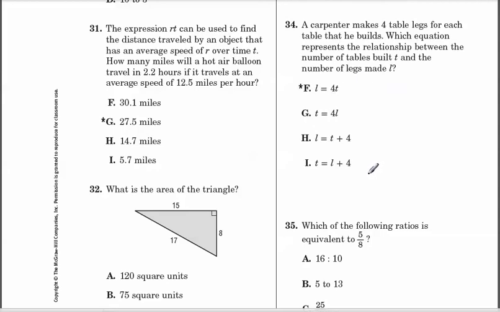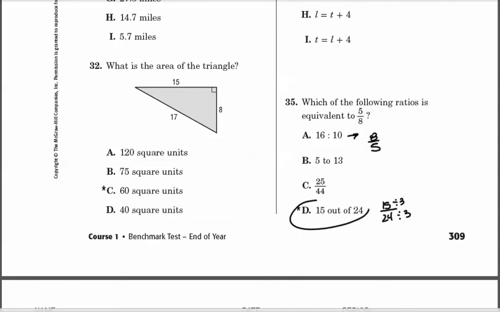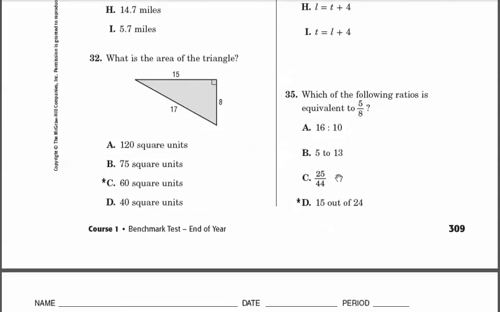Number 35. What is the equivalent ratio to this one? Well, if I look at 16 and 10, that simplifies to 8/5, which is not 5/8. 5 to 13 and 5 to 8 are not the same. 25 and 44 are already simplified, so that's not right. But 15 out of 24, both of them are divisible by 3, and they give you 5/8. So that's why that one works. Okay, let's look at the next ones.